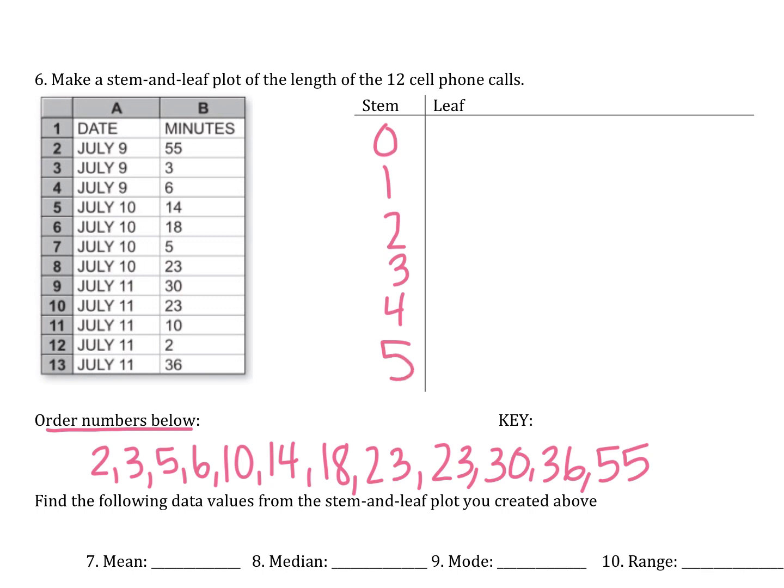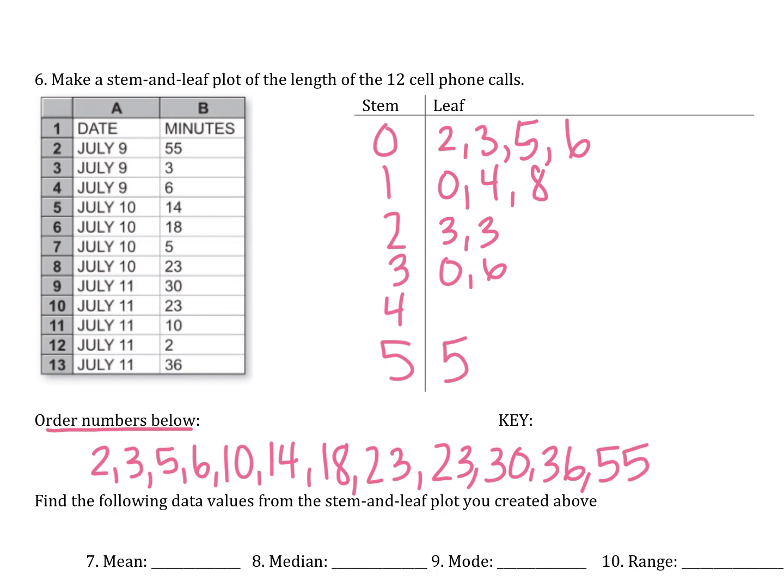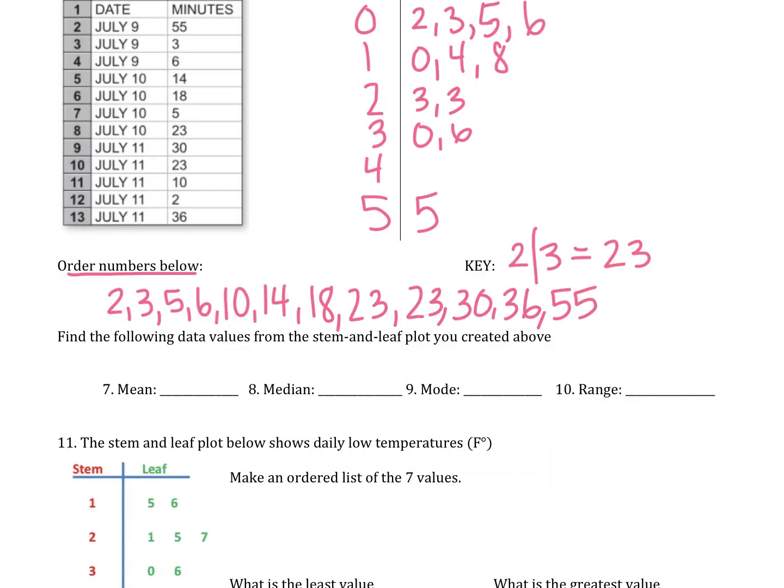Then step 3 is to write your leaves. So all under 10, I have 2, 3, 5, 6. And then from 10 to 20, I have 10, 14, and 18. And then in the 20s, I have just two 23s. And then I have 30 and 36, nothing for 40, and then 55. And then step 4 is make my key. So my stem and my leaf equals 23.